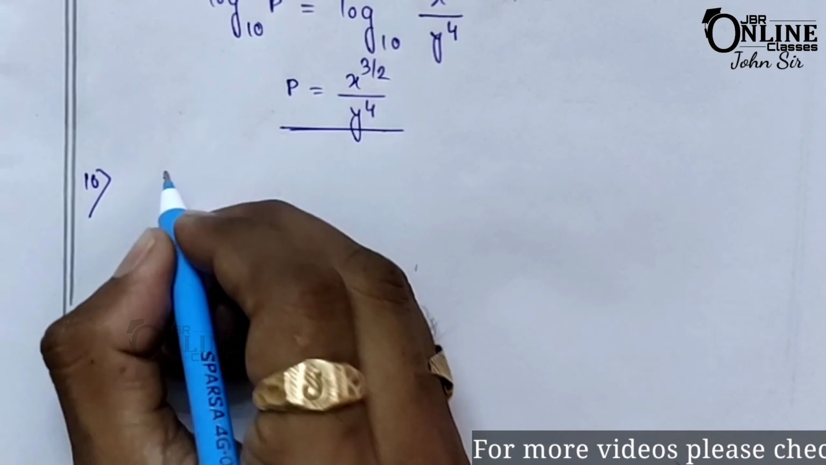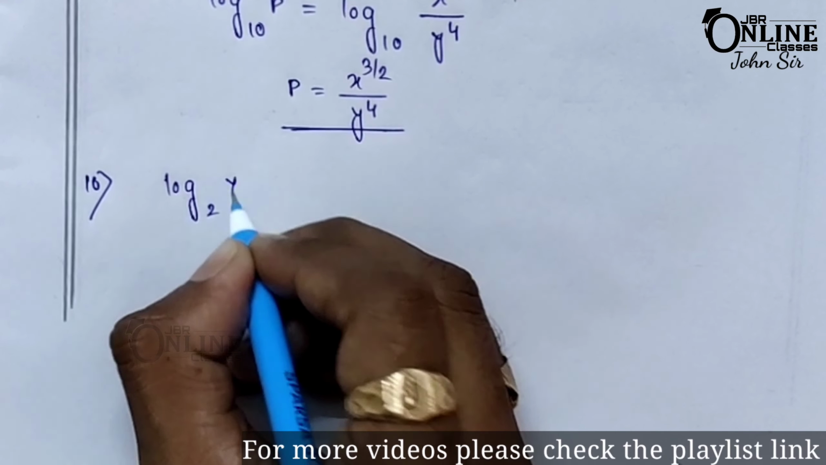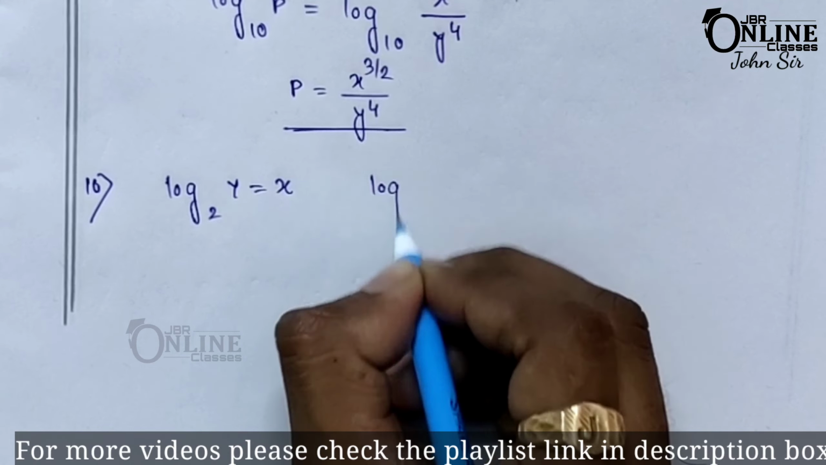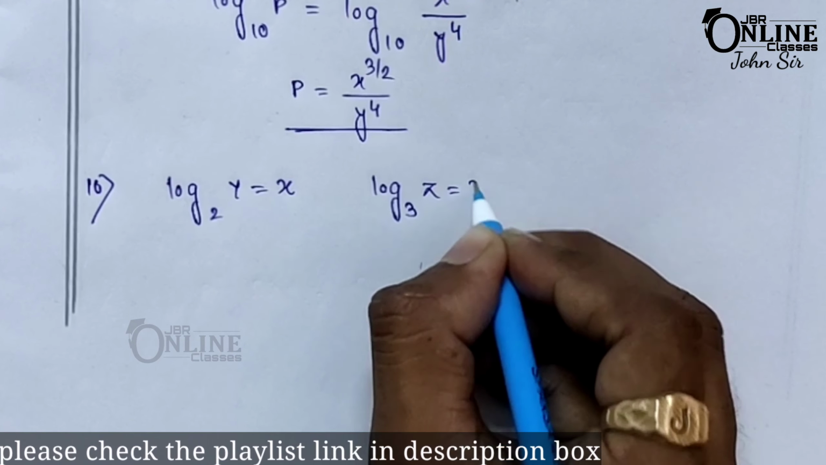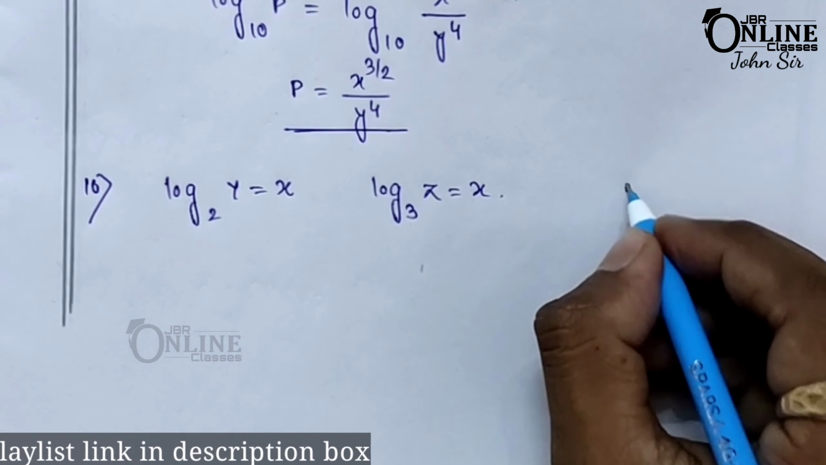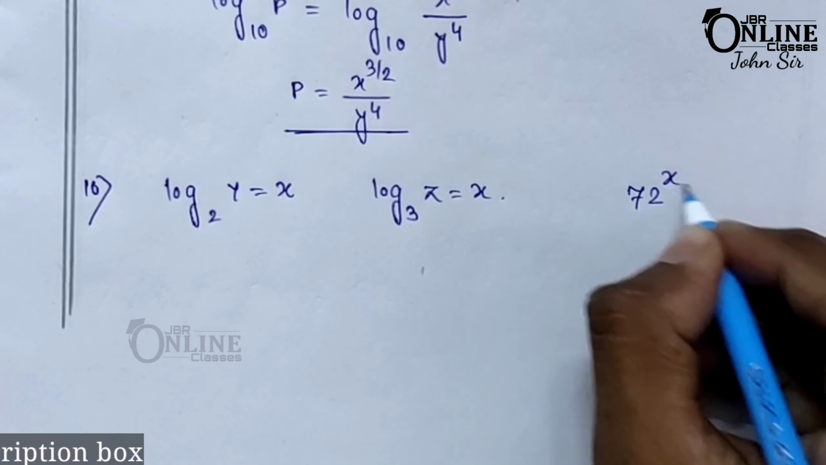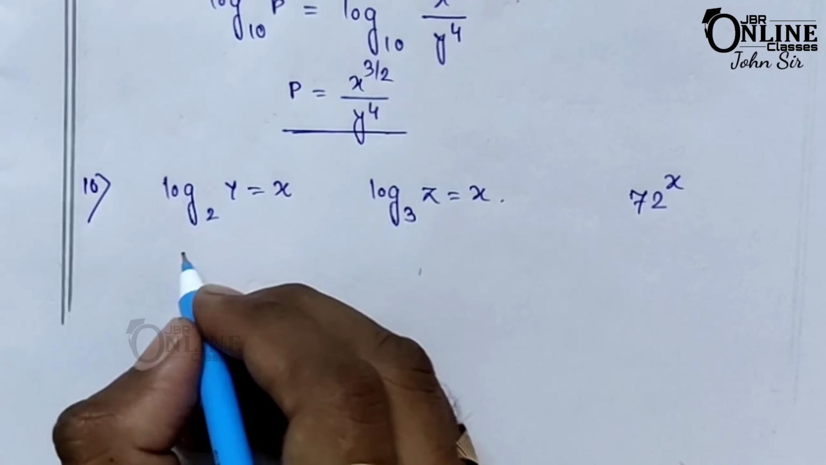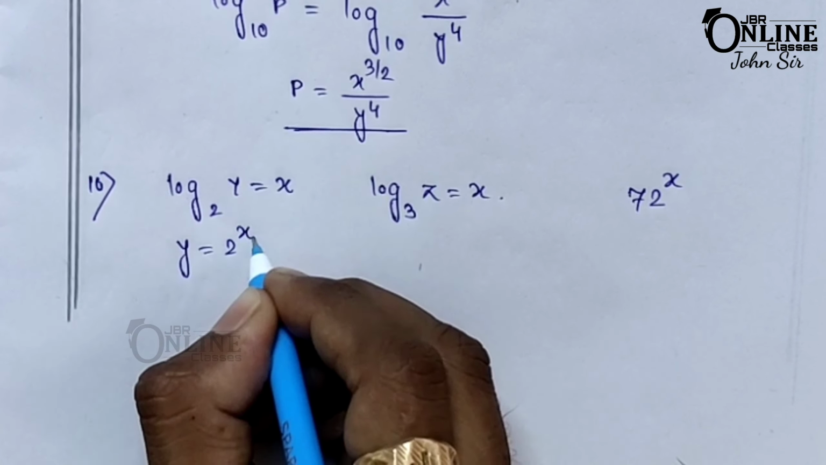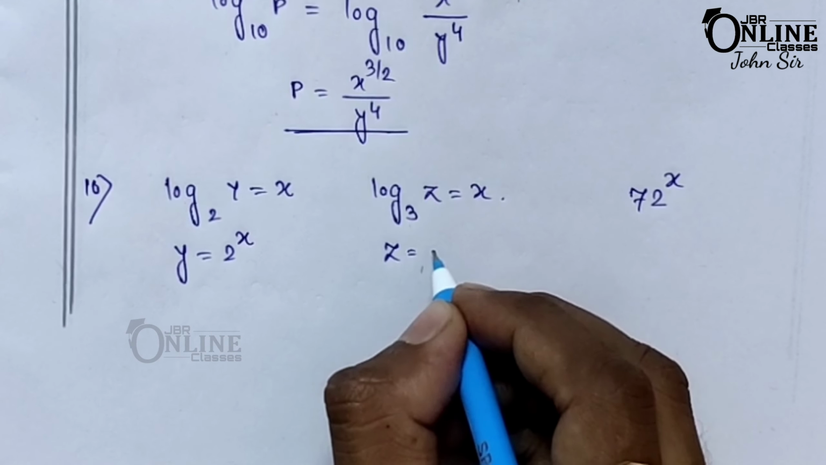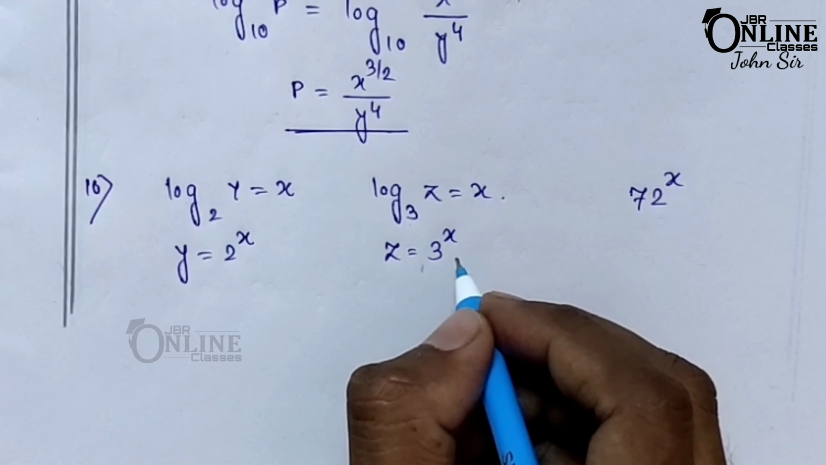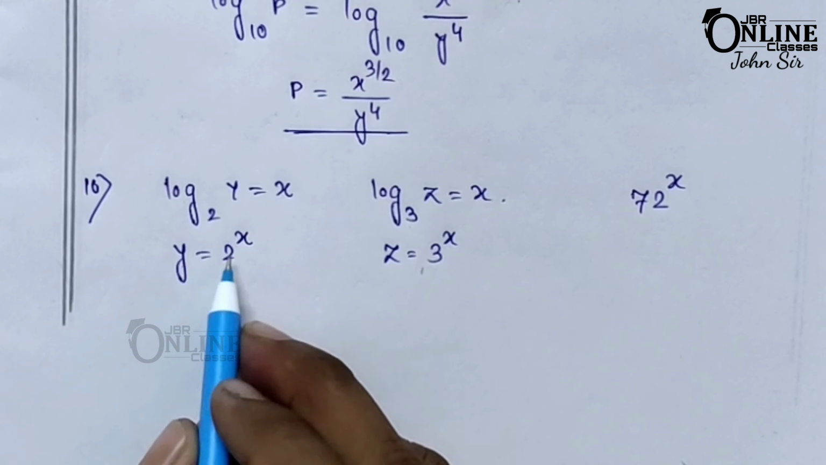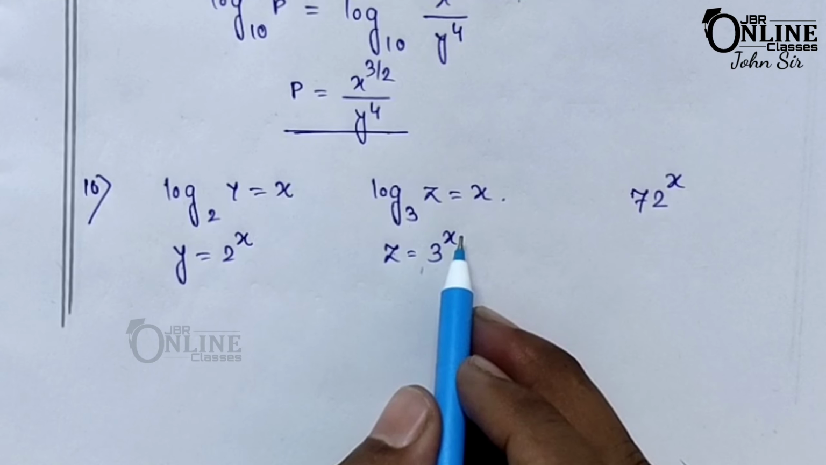Sum number 10. Log 2y equal to x, log 3z equal to also x. Then find the value of 72 to the power x in terms of y and z. So here y equal to 2 to the power x, here z equal to 3 to the power x. Y equal to 2 to the power x, z equal to 3 to the power x.